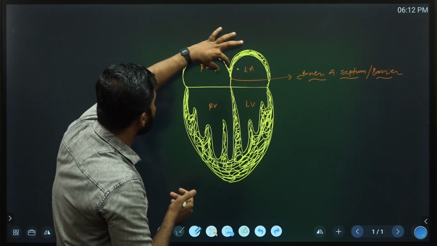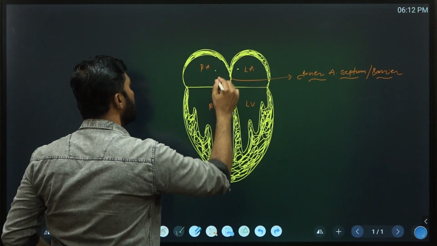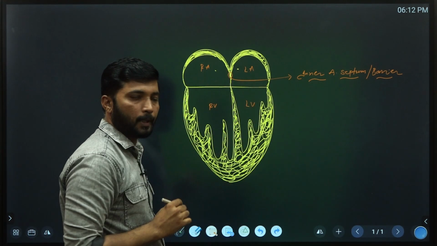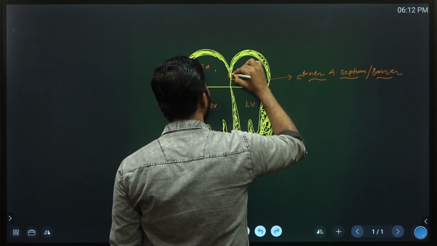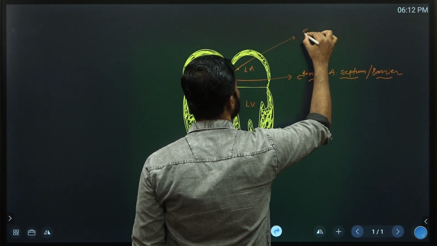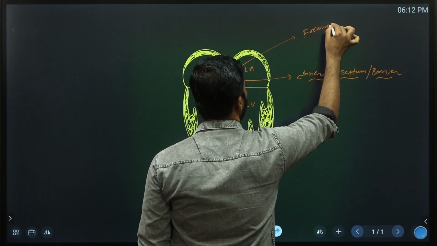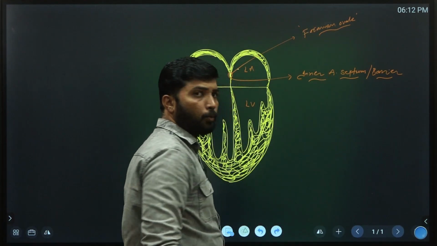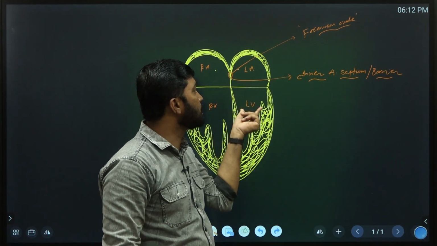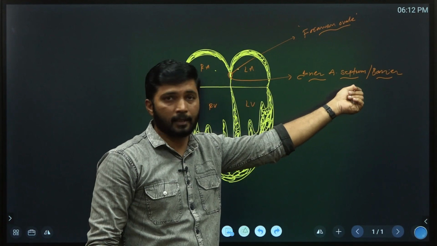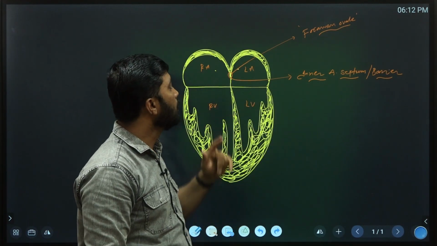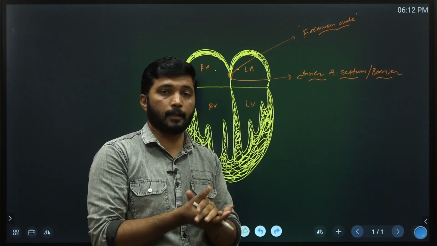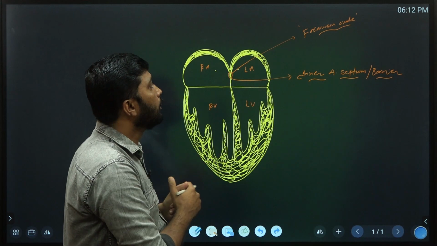Next, in the inter-atrial septum there is a small opening in the fetal stage, called the foramen ovale. This is the foramen ovale. This small opening present in the fetal heart at the inter-atrial septum helps in blood circulation, blood supply. So that is the foramen ovale.